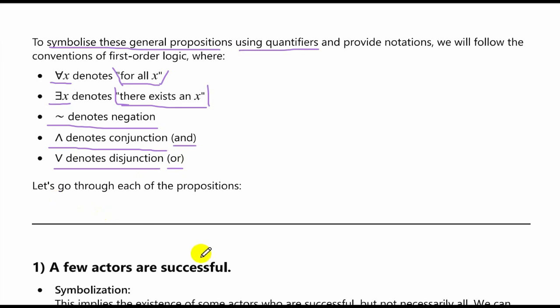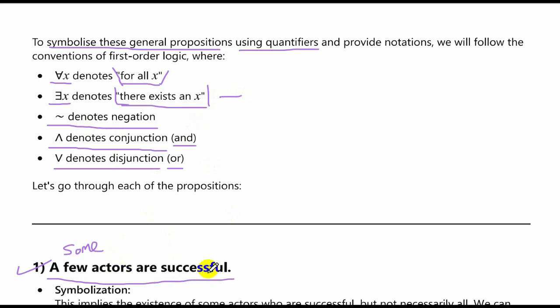Now, let us look at questions which have come in the past papers. First, they will give us a statement: a few actors are successful. A few means some. Some actors are successful. Some means there exists an x, there is at least one. Few actors means at least a few are there which are successful. So it will go in the existential quantifier.